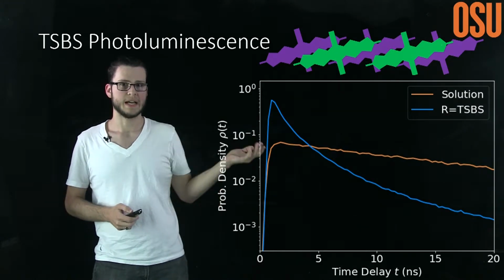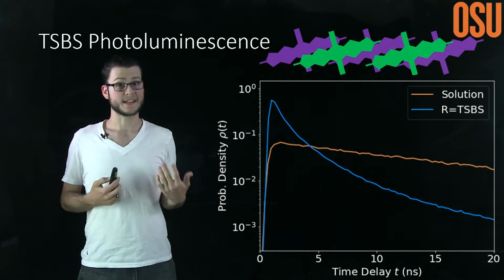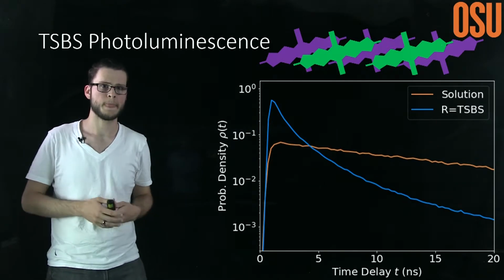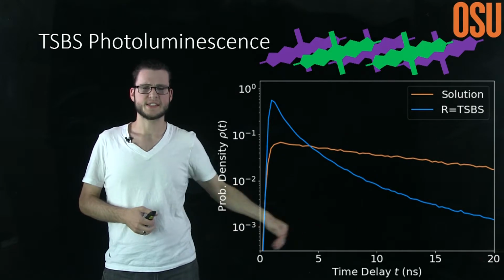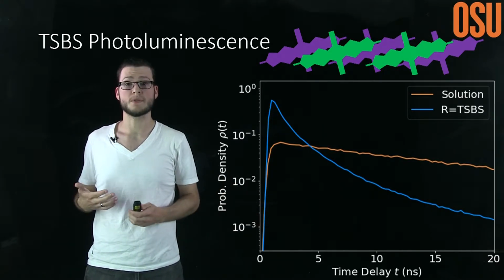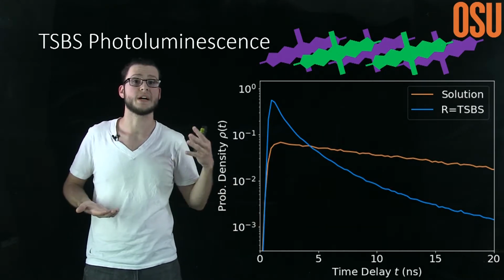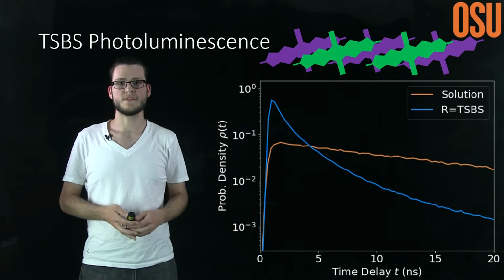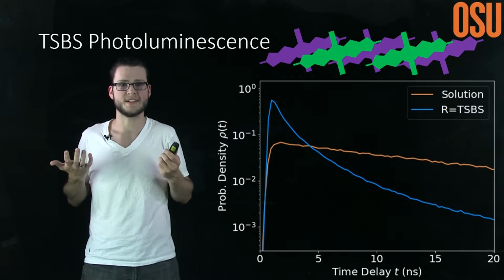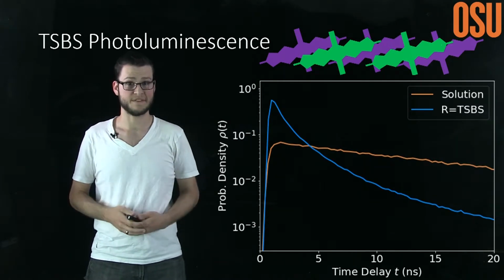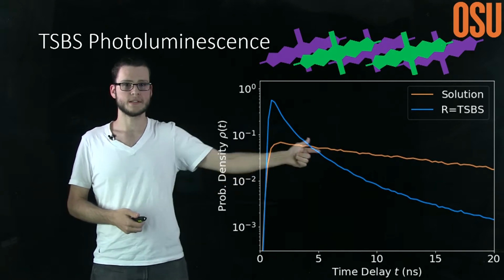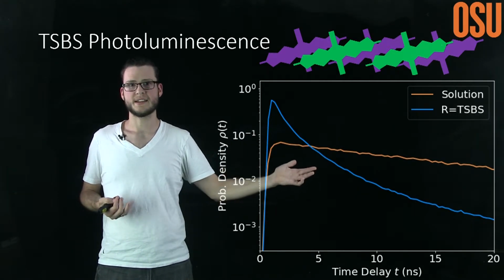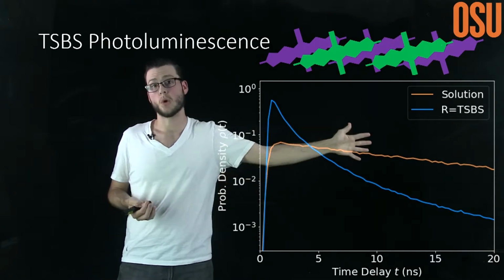So here is plotted the probability density of the excited state lifetime for TSBS, both in solution and in crystal. On the horizontal axis is shown the time delay between when the photon is absorbed and when the photon is emitted, essentially the lifetime of the excited state. And on the vertical axis is the probability that any particular excited state is going to have that specific lifetime. So here in orange, in solution, you can see that it's more or less equally probable on this time scale that an excited state is going to decay early or late.